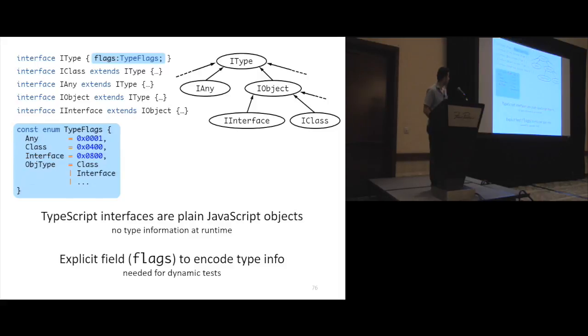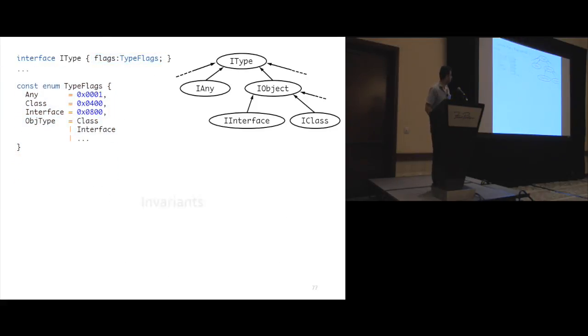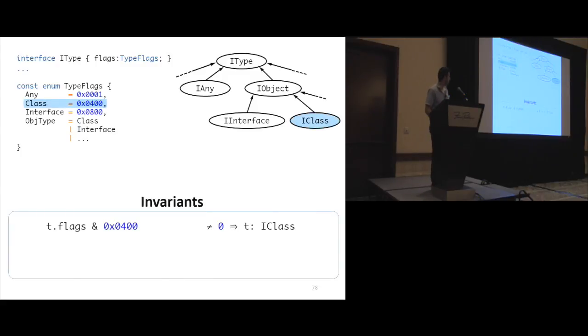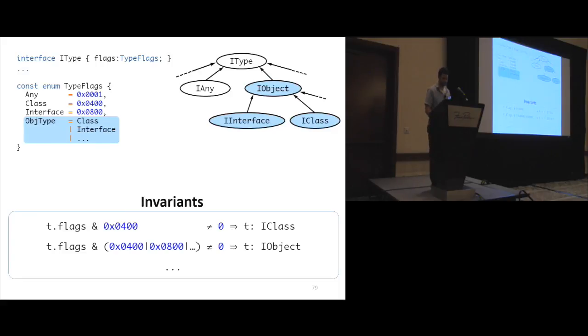So what the developers of this part of the code did was to explicitly create a field called flags to encode the type information. They used that in various kinds of runtime checks that they needed to do later on. However, in doing so, they had several invariants in mind. In particular, if the value for this flags field masked with the hexadecimal value 400 is not 0, then this object is going to be implementing the interface IClass. And they had similar invariants in mind for the other parts of the hierarchy.